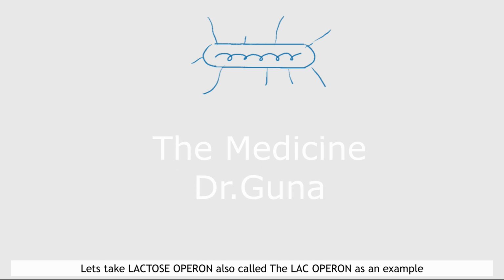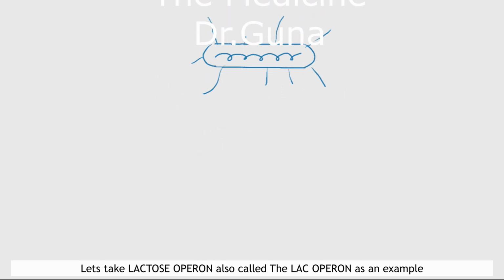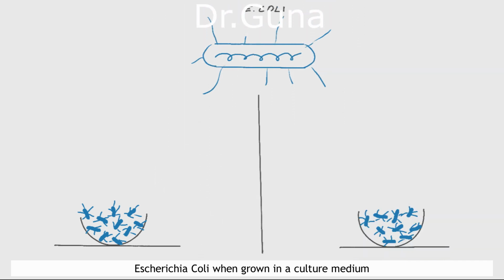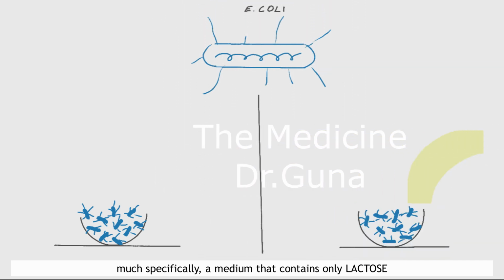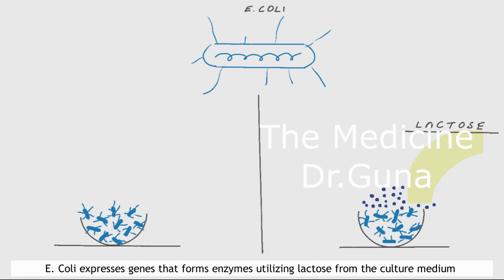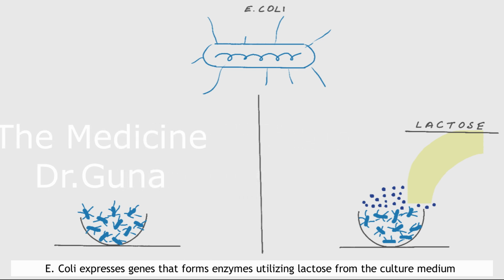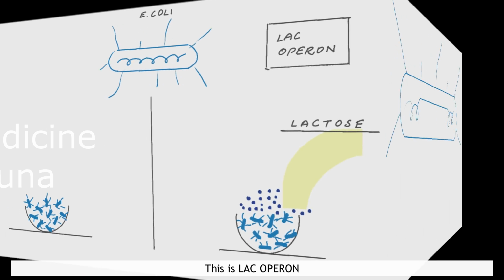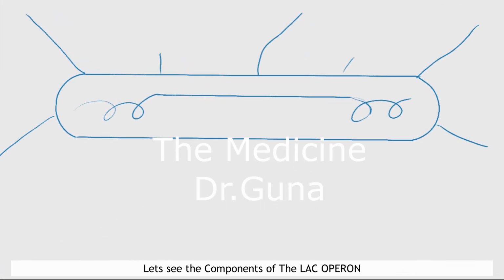Let's take the lactose operon, also called the Lac Operon, as an example. Escherichia coli, when grown in a culture medium, and especially a medium that contains only lactose, E. coli expresses genes that form enzymes utilizing lactose from the culture medium, and this is the Lac Operon. Let's see the components of the Lac Operon.